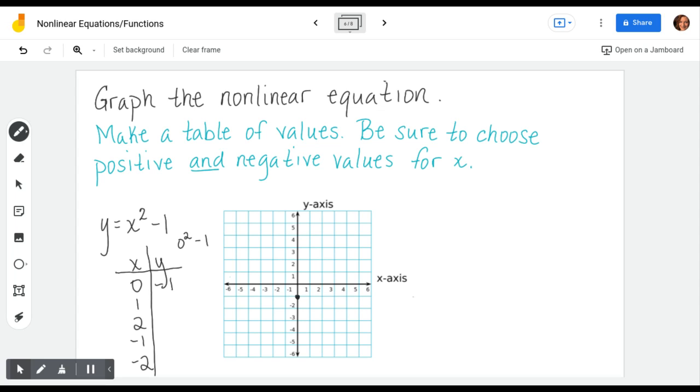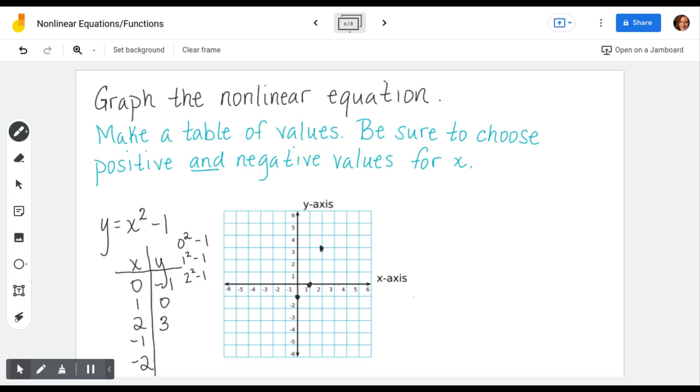If I put in a 1, I'd have 1 squared minus 1. That would be a 0. So I have a point at 1, 0. If I put in a 2, that would be 2 squared minus 1. 4 minus 1 is 3. Whoops, I forgot to write that down. I would get a 3. So I've got a point at 2, 3.